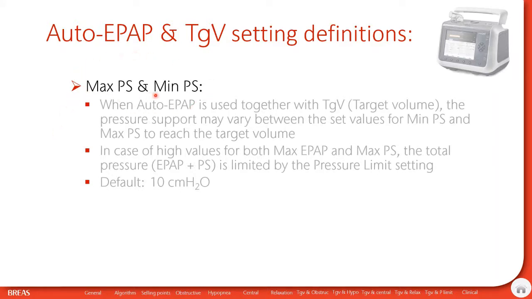So maximum and minimum pressure support are only shown when auto-EPAP is to be used in combination with target volume. The pressure support may vary between those two set values to reach the target volume.